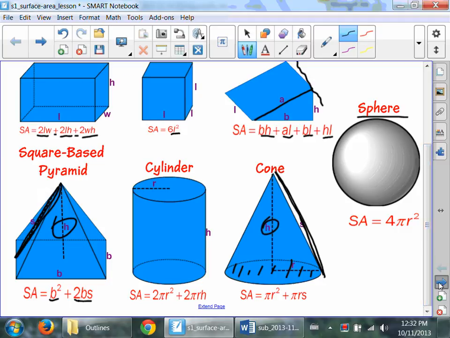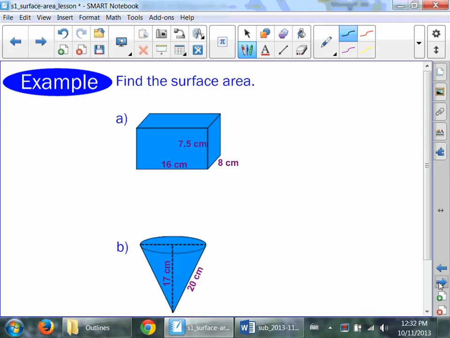Let's do some examples. Find the surface area.